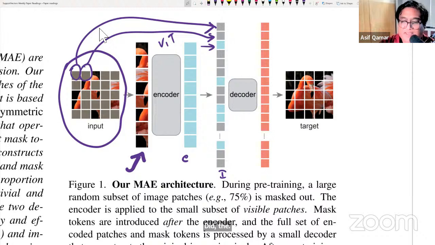You are giving not just those patches, but you are giving all the masks. Now, why is that important? Because this mask will be some learned vector. All of these masks will be some learned vector. Let me just call the masked vector M.